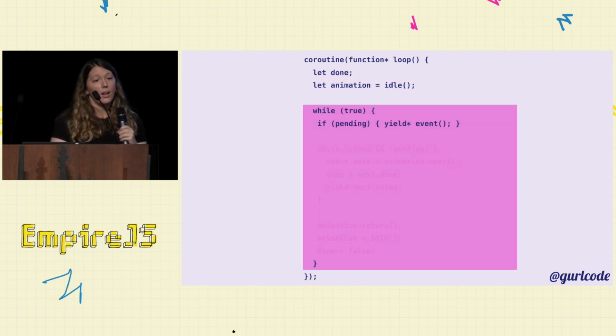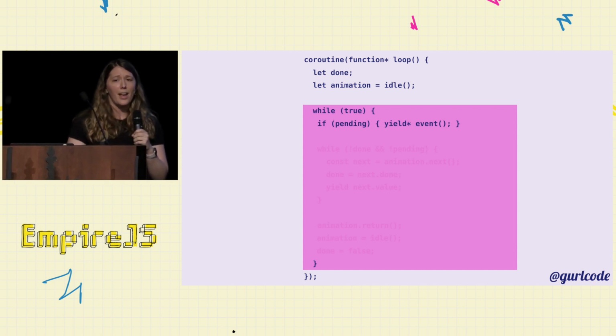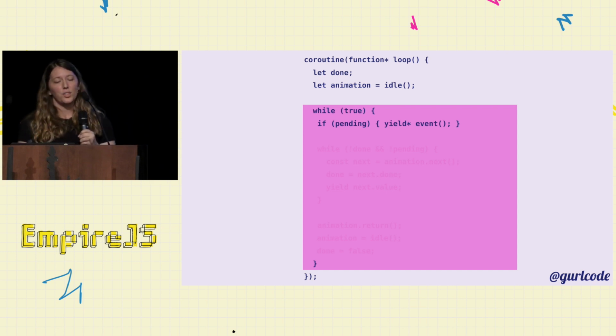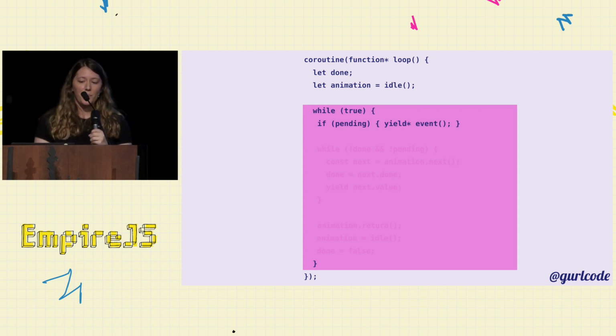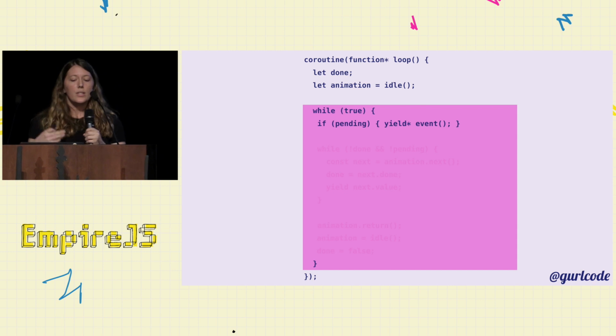So we're going to use a while loop in this. To be honest with you, this is like the only time I ever use while loops, especially while true, is inside of a generator. So we're going to use that loop to create a never-ending generator. This way, the game loop continues forever. If we have a pending user event, we delegate to the event using yield star, and whatever the event yields will be passed to the coroutine.